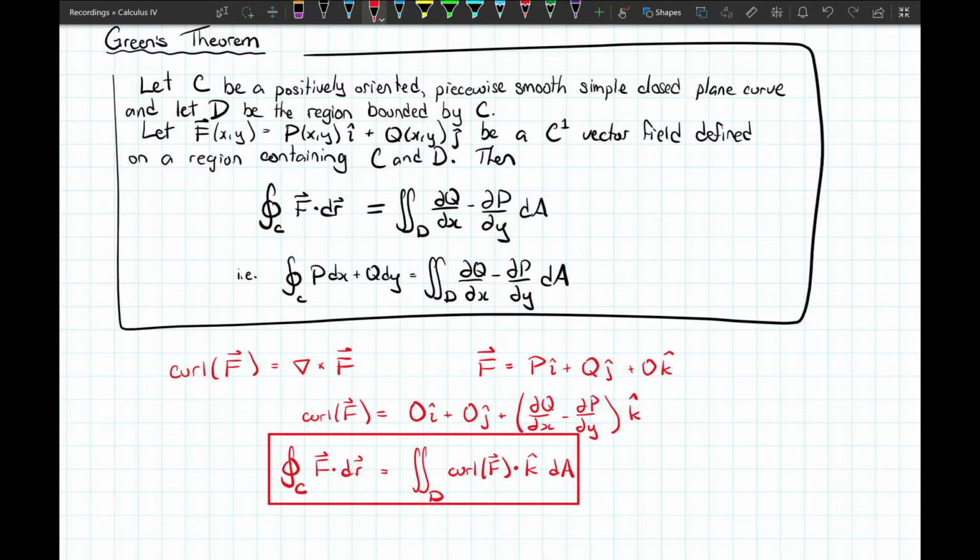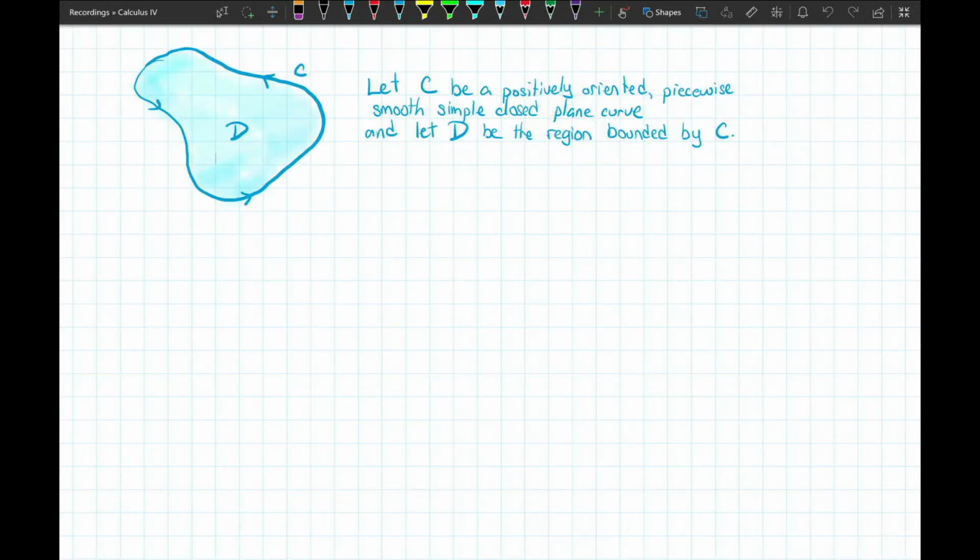Now, let's take a look at how divergence can play around with Green's theorem in a sort of different application. Let's start off by setting up the first couple conditions of Green's theorem. Let's start off with C being a positively oriented, piecewise smooth, simple closed plane curve. And let's let D be the region bounded by C.